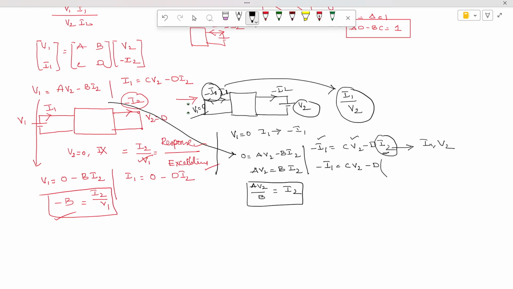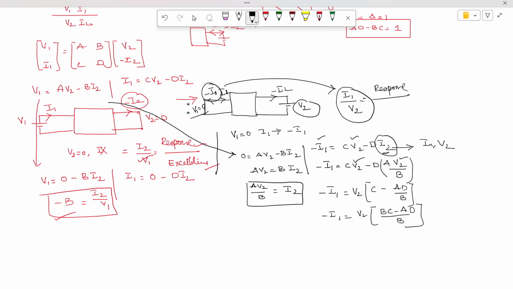So minus I1 is equal to C into V2 minus D into I2, and I2 is A into V2 by B. Now take V2 as a common term: this is C minus AD divided by B. Taking the LCM B, minus I1 is equal to V2 into BC minus AD, divided by B. Okay, we need to find the ratio of response to the excitation.